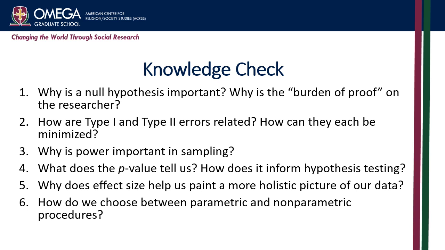Number 3, why is power important in sampling? Number 4, what does the p-value tell us? How does it inform hypothesis testing? Number 5, why does effect size help us paint a more holistic picture of our data? And number 6, how do we choose between parametric and non-parametric procedures?